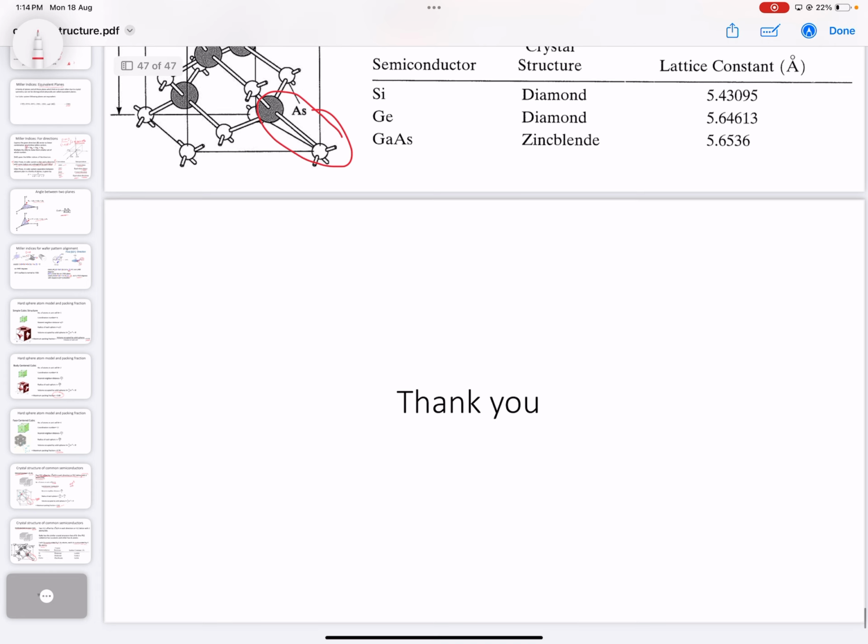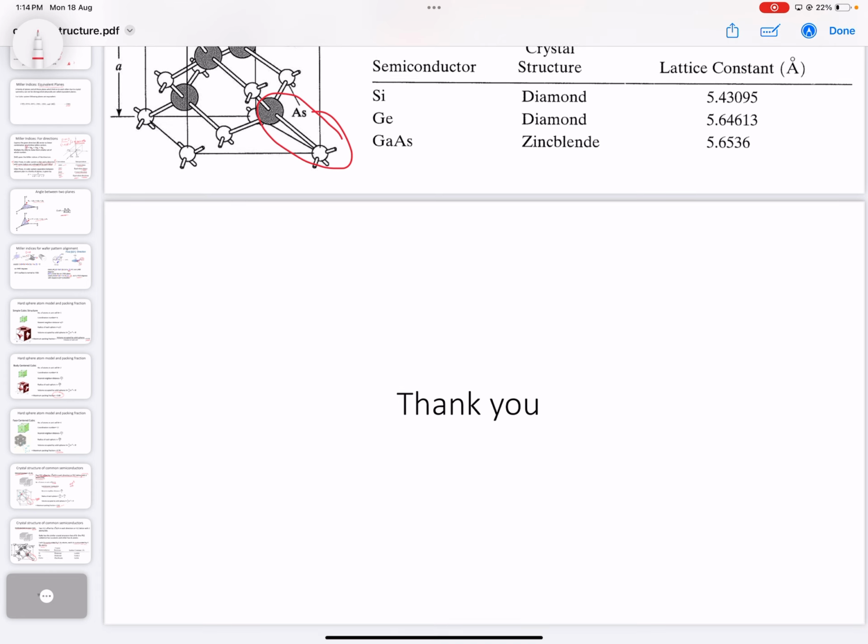Okay, so with this we complete our study of the crystals, right? And then we shall meet next class to start a new chapter about quantum mechanics. And next week we will have a quiz about the crystals.